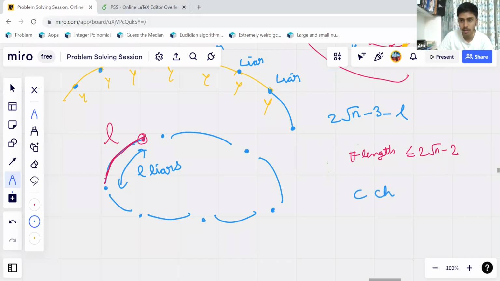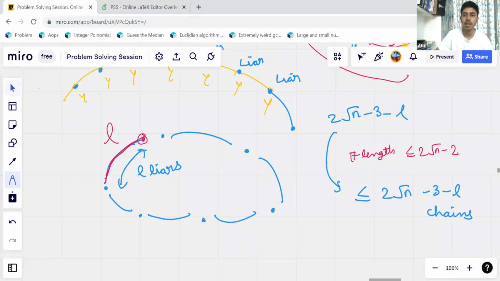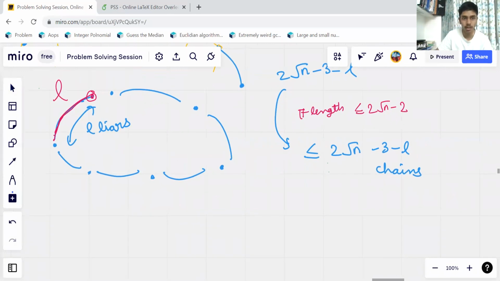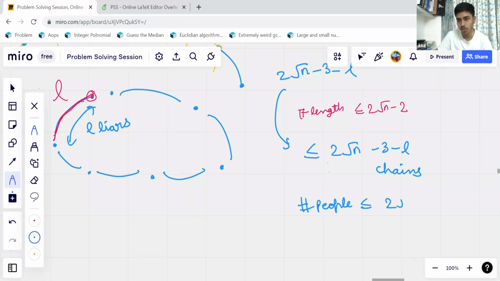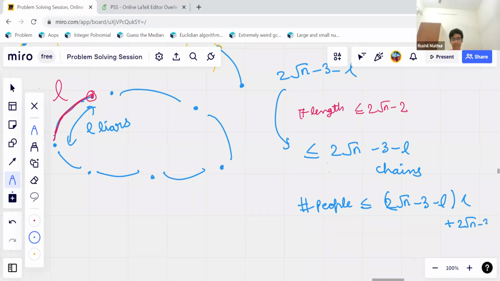So let's say there are C chains. Then we know there are this many gaps, so actually at most 2 root n minus 3 minus L chains. But also every chain has length at most L. So the total number of people is at most (2 root n minus 3 minus L) times L, plus 2 root n minus 3 minus L. Now this is just computation.